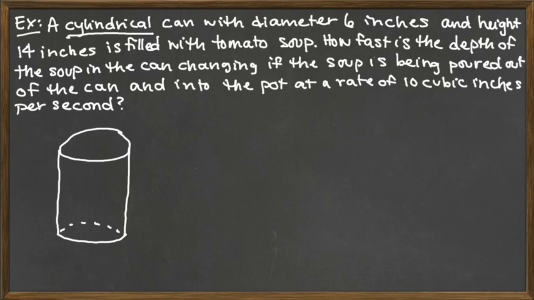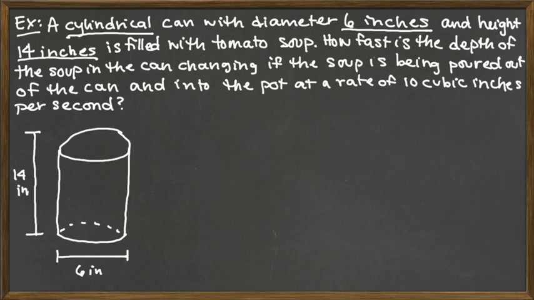And so we have a cylindrical can with diameter 6 inches. So we're given this piece of information. The diameter of this can is 6 inches. So we're really looking at this distance right here. Diameter would be 6 inches for the can. And it says in height 14 inches. So the height of this can here is 14 inches, so we'd be looking at this distance here being 14 inches.